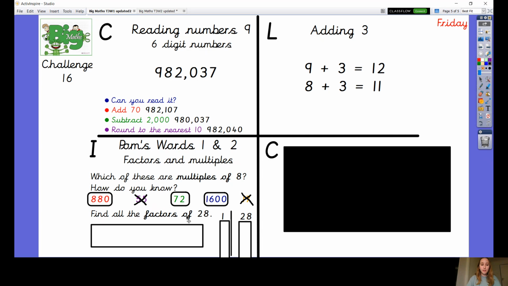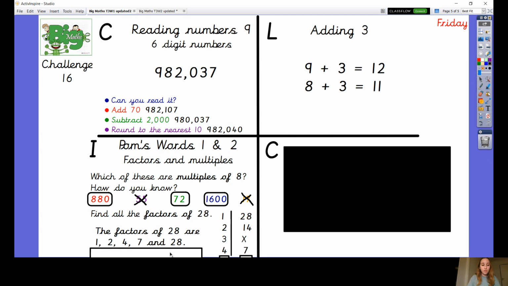Okay. So find all the factors of 28. I already showed you 1 and 28 are both factors of 28. You may then have carried on with that method and decided whether 2 was a factor of 28. Well, it's an even number, so it must be. So then I halve 28 to find 2 times 14 makes 28. I then looked at the number 3 and decided that wasn't a factor of 28. And then the number 4, which multiplies by 7 to make 28. So the factors of 28 are 1, 2, 4, 7, and 28. So check yours, see if you got all of those factors as well.